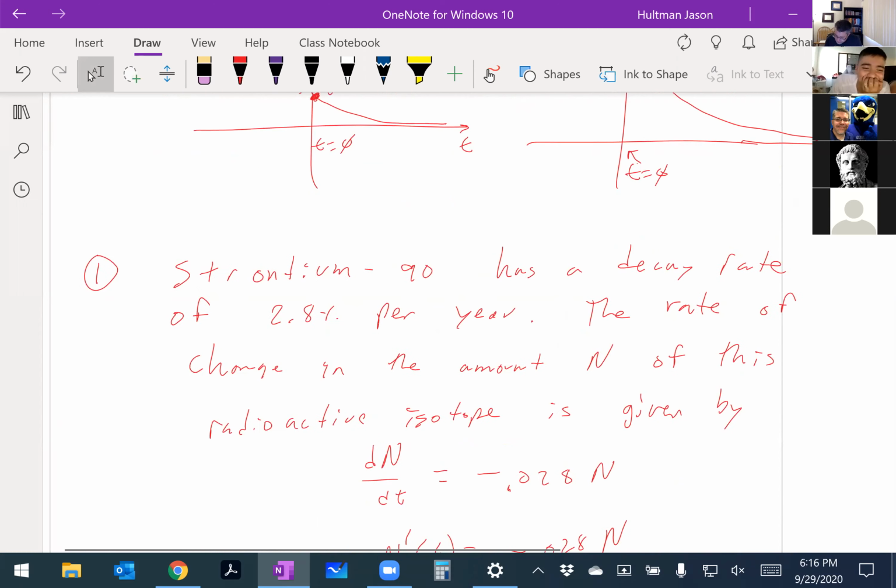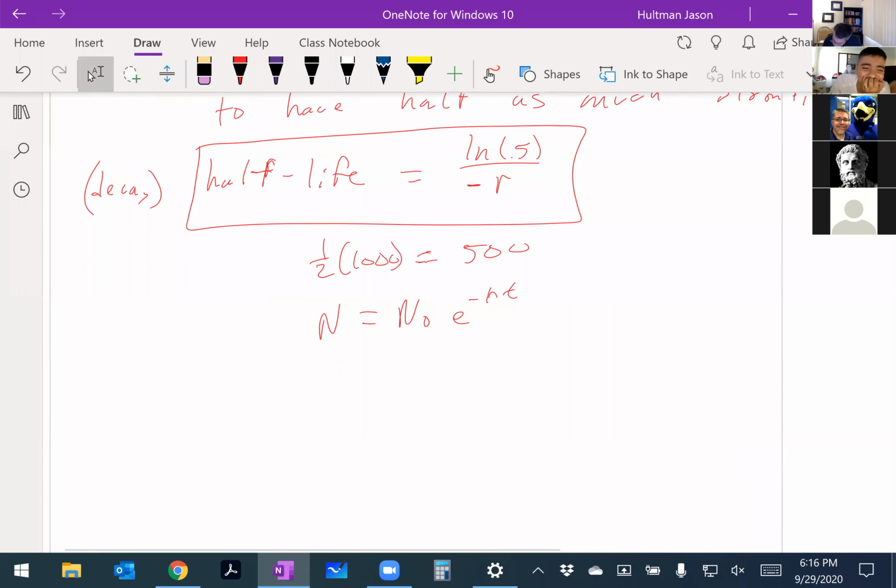Maybe it was K, R, whatever. Doesn't really matter. Okay, let's let it be R. Okay, and so we're going to have 500 is equal to 1,000 e to the negative rate. Well, what's the rate? It's negative 0.028 times t. Well, we don't know what t is. That's what we're looking for. We're looking for the half-life. How long is it going to take to have half as much? Okay, so let's divide by 1,000.